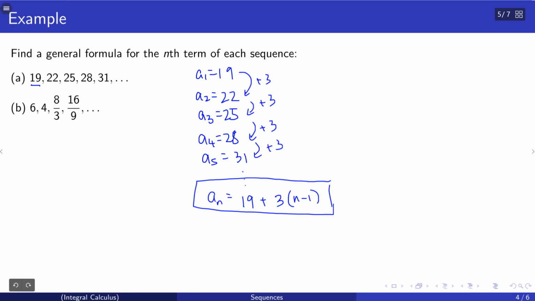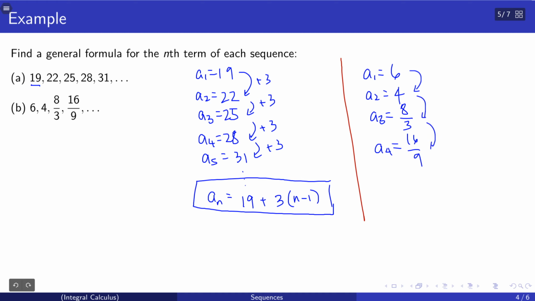How about part B? Well, it's kind of similar. Notice a pattern here from term to term. a3 equals 8 over 3, a4 equals 16 over 9. And now what you can notice is, from term to term, you're actually multiplying by 2/3. And so what's a sub n? Well, we started with 6, and then we're multiplying by 2/3, n minus 1 times to get to a sub n. So there's a power of n minus 1.